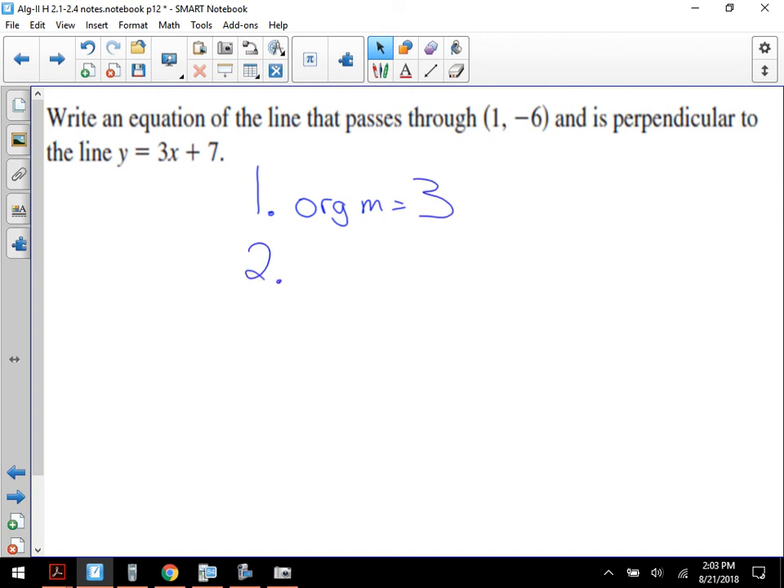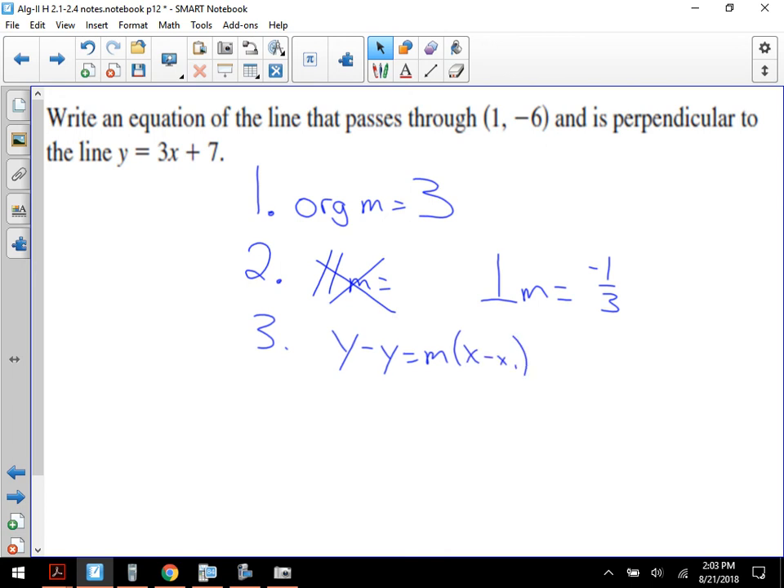Second step, I would say, well, is it a parallel slope I'm trying to find, or a perpendicular slope I'm trying to find? What does the problem tell me to do? Perpendicular. So I'm not going to look at this. What's perpendicular to a slope of 3? Reciprocal, -1/3. Very good. So my perpendicular slope is -1/3. Third step would be to use point slope form and solve for y.